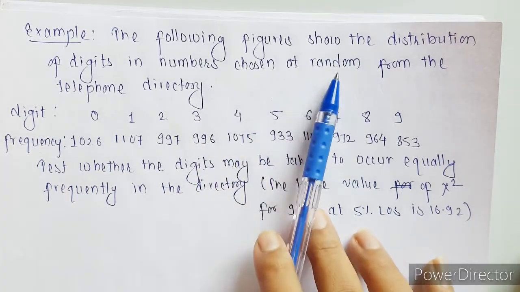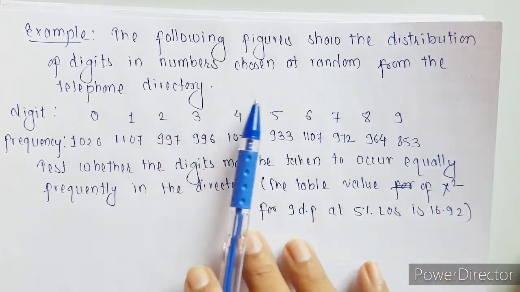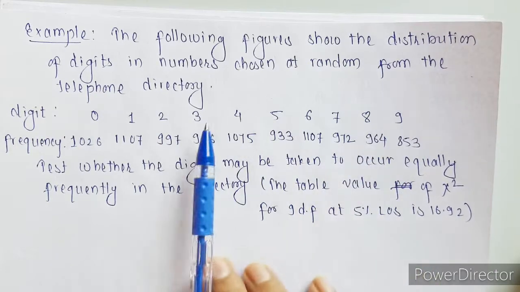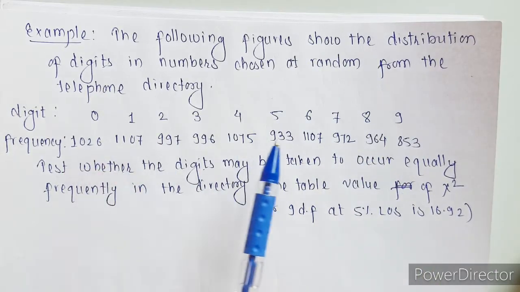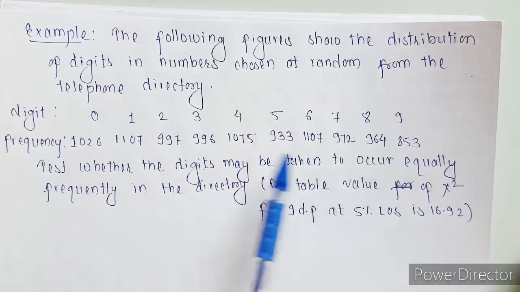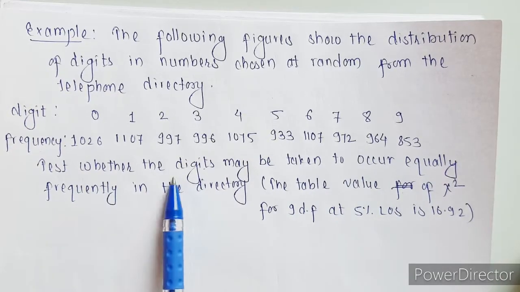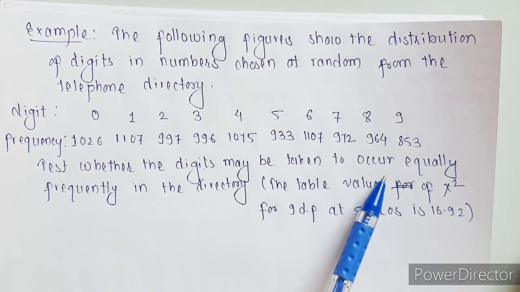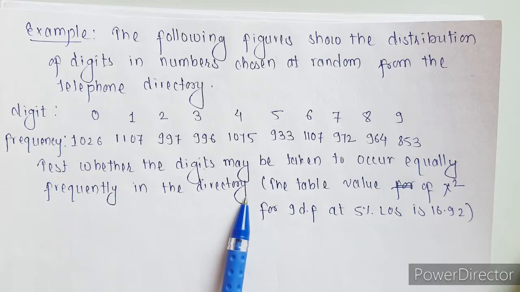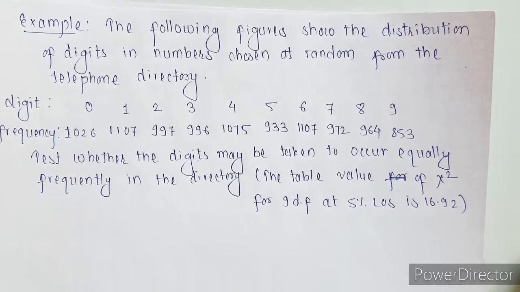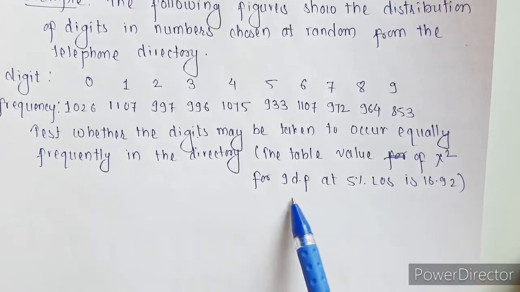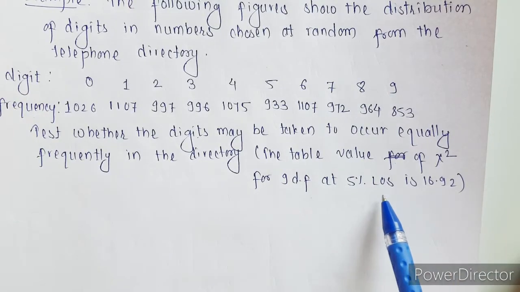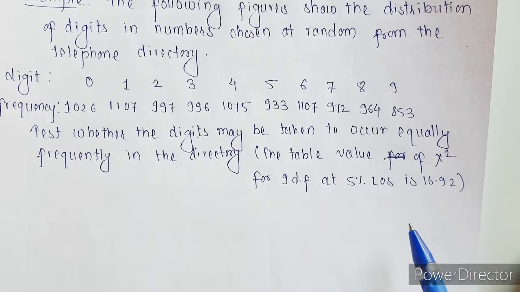Now let's discuss this example. The following figures show the distribution of digits in numbers chosen at random from the telephone directory. So the digits are given and the frequencies are given. Now we have to test whether the digits may be taken to occur equally frequently in the directory. The table value of chi-square for 9 degrees of freedom at 5% level of significance is given as 16.92.